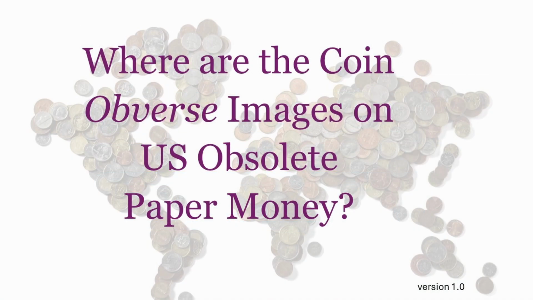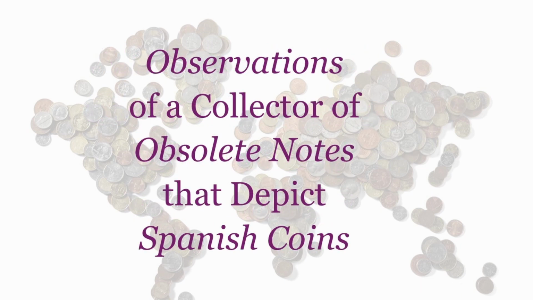Today, we take a look at, where are the coin obverse images, on U.S. obsolete paper money. The author has collected obsolete paper money that depict Spanish or Spanish colonial coins. Spanish coins provided circulating money in the United States, from colonial times, until they were demonetized, in 1857. There are also many obsolete notes that depict United States coins.